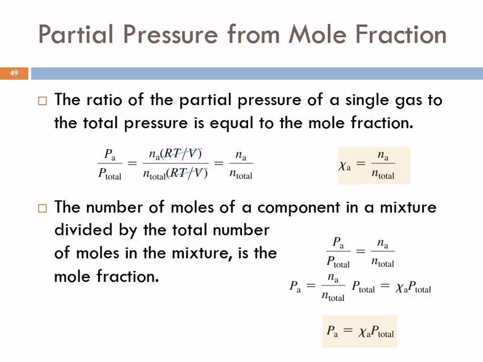So if we take the partial pressure of gas A, which is equal to the moles of A times RT over V, and we divide that by the total pressure, which is the total number of moles times RT over V, RT over V cancel out. The partial pressure of A divided by the total pressure is equal to the number of moles of A divided by the total number of moles. This is called the mole fraction. It's like a percentage that's not multiplied by 100.